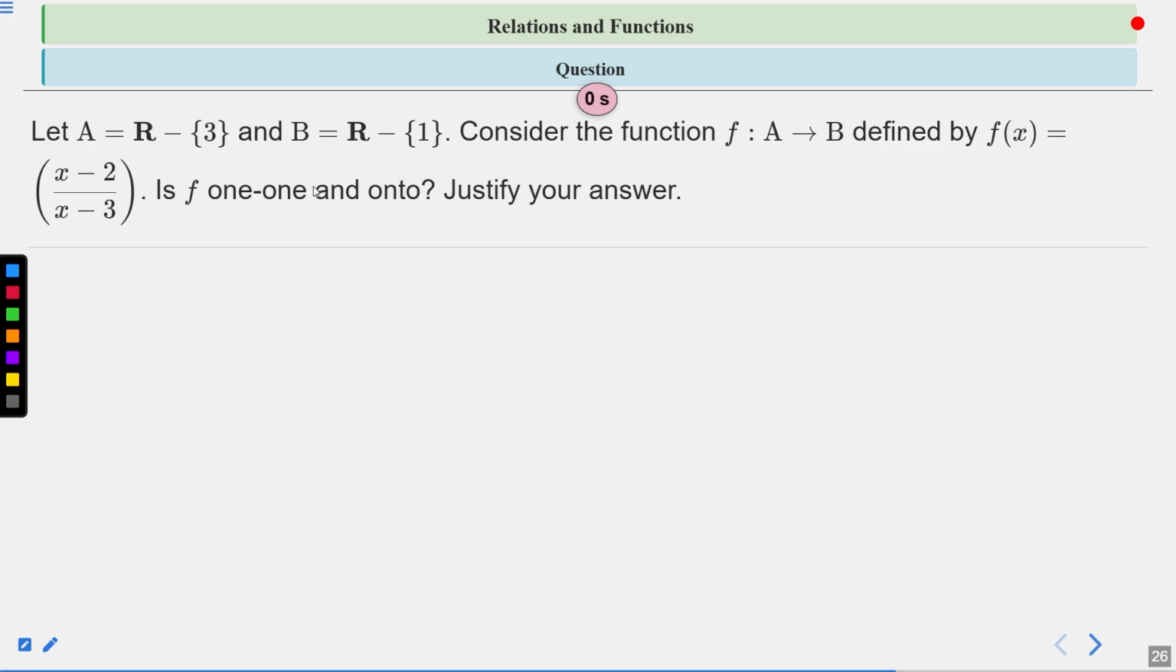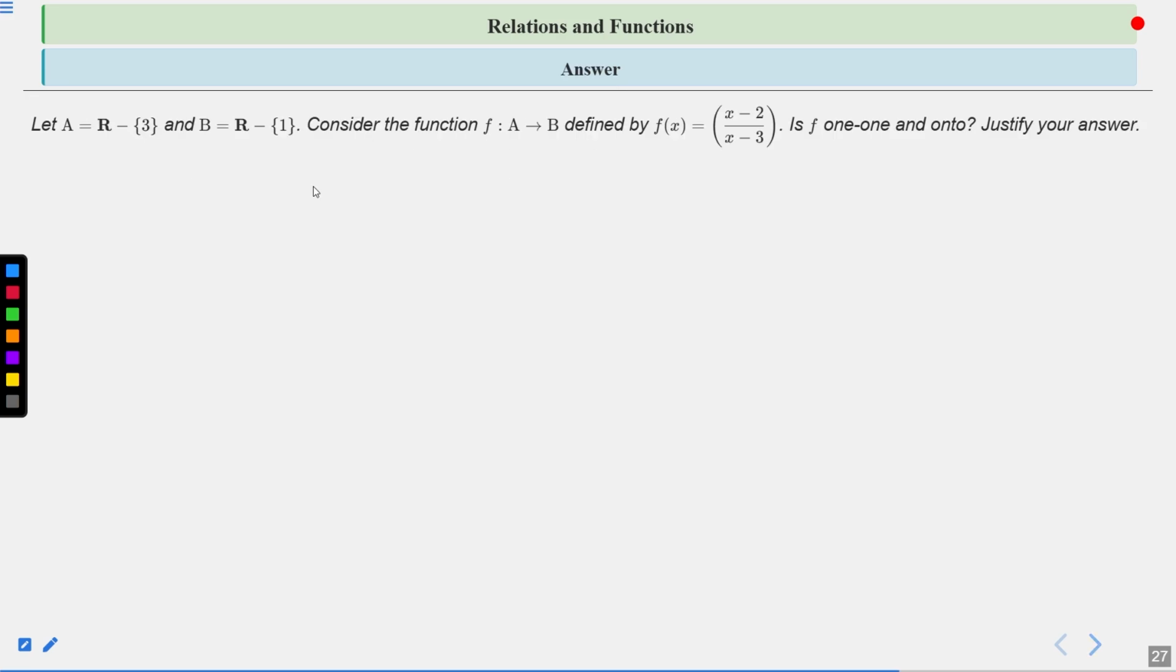The time is up. So we just have to answer: is the given function from A to B one-one and onto? Solution: set A, which is our domain set, is the set of all real numbers except 3, and the codomain set B is the set of all real numbers except 1. Now f(x) from A to B is (x minus 2) by (x minus 3).